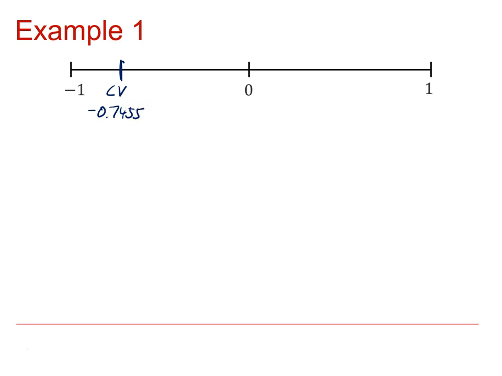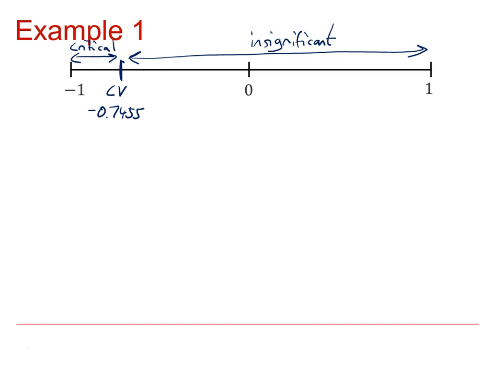Since it's a one-tailed test, we're only going to have a single critical value, and as before, the insignificant region will include 0, because that is our null hypothesis, and our critical region will be anything outside this. Our test statistic is minus 0.6485, so it is within the insignificant region.